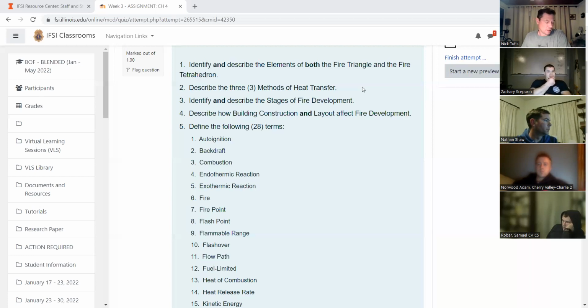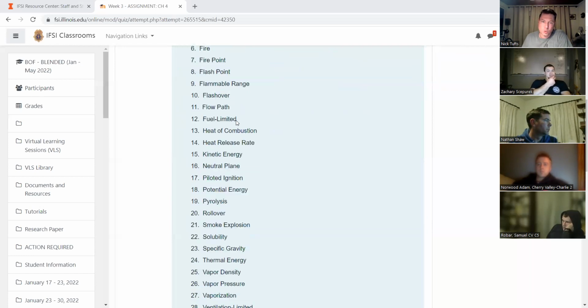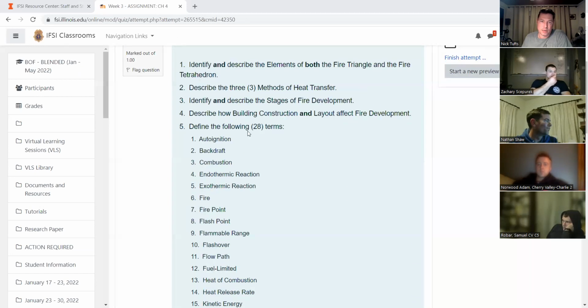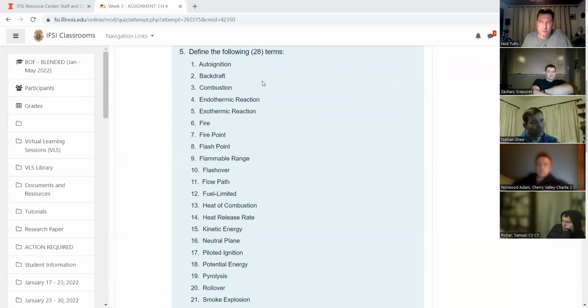Okay. And then lastly, there's 28 terms here for definition. So they're all, I think, is there a glossary in the back of the book? You should be able to just answer it out of the glossary if there is one. If not, you can use the index.